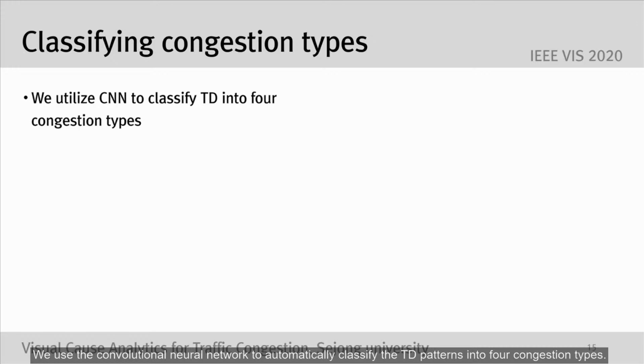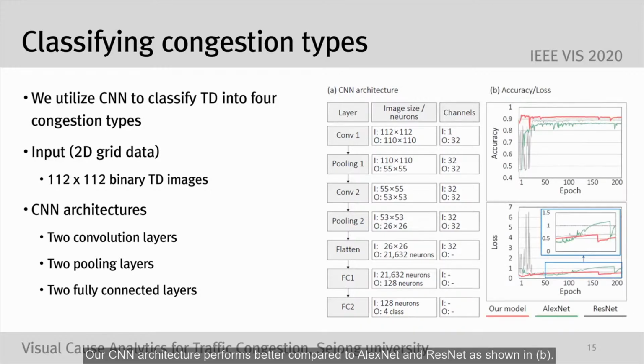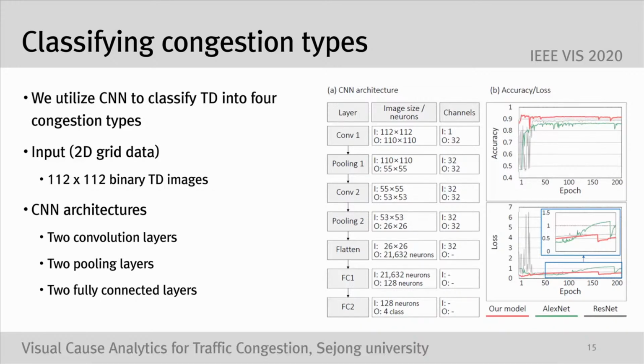We use a convolutional neural network to automatically classify the Td patterns into 4 congestion types. Our CNN model consists of 2 convolution layers, 2 pooling layers, and 2 fully connected layers as presented in A. Our CNN architecture performs better compared to AlexNet and ResNet as shown in B.